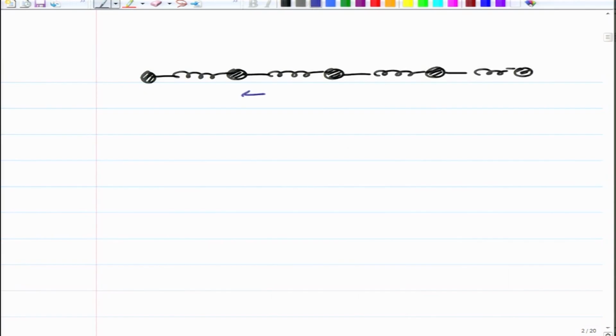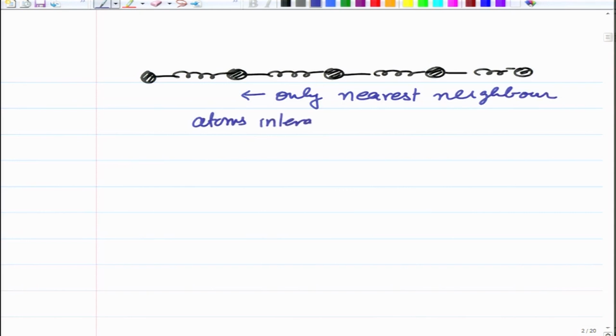Then we generalized this to the case where I have point particles of mass m connected by some spring or interacting with each other, and we made an approximation that only nearest neighbor atoms interact, and under that assumption I also gave the equation for these atoms.